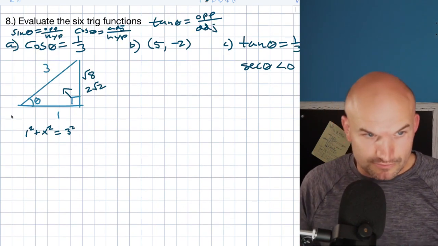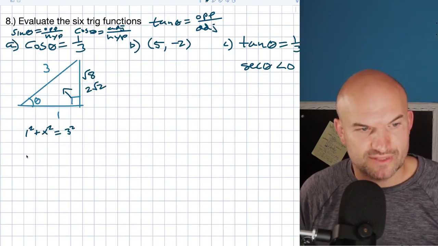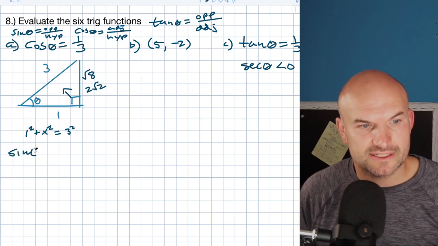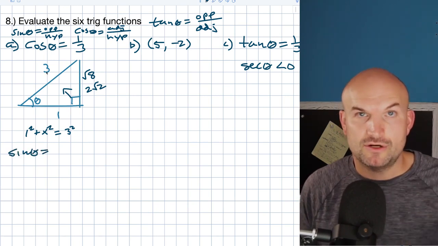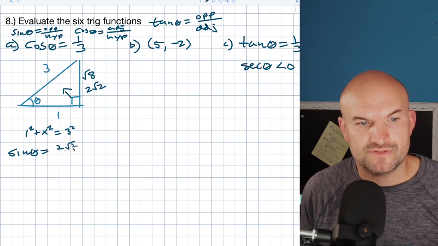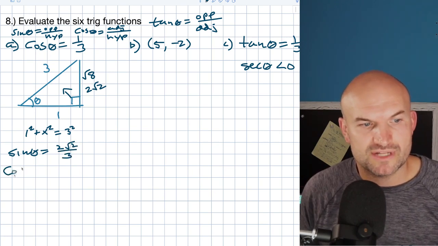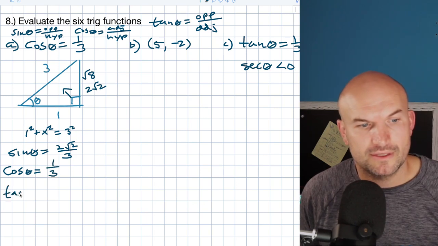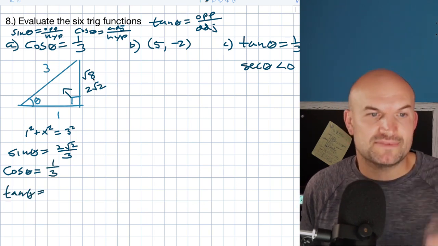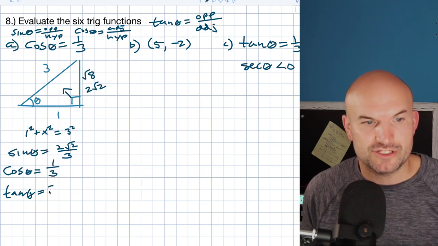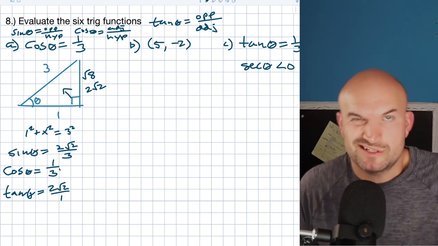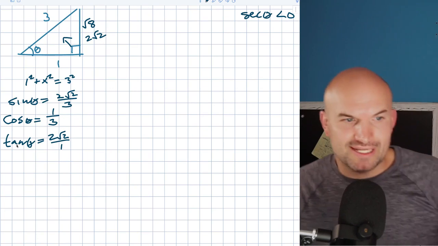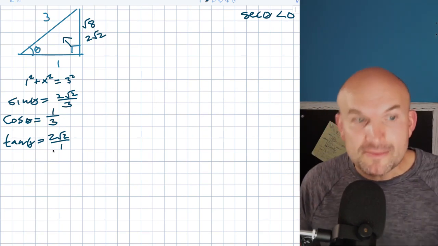So here's our theta. In this case, if I want to find the sine of theta, that's going to be opposite over hypotenuse. So that's going to be a 2 square root of 2 over 3. Cosine of theta, we actually already have. That was given to us. That's 1 over 3. And tangent of theta is going to be opposite over adjacent, right? So that's going to be a 2 square root of 2 over a 1, which is just 2 square root of 2. Now, the cool thing is for the reciprocal functions is just flip them, right?